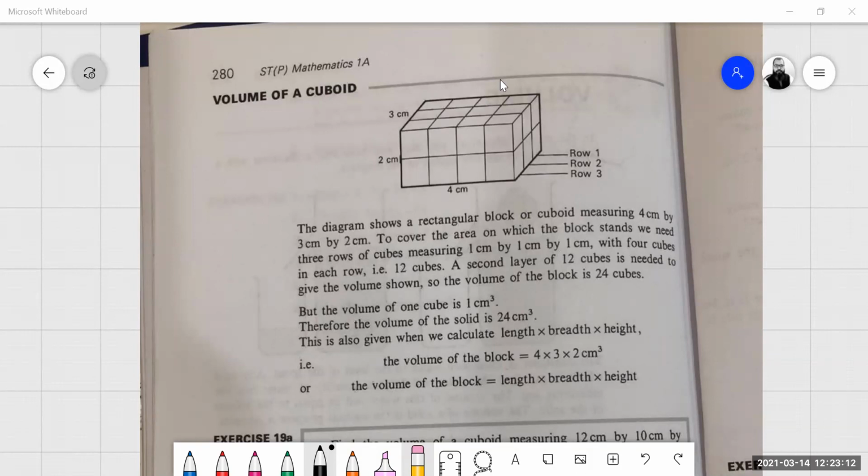Again, the diagram shows the rectangular block or cuboid measuring 4 centimeters. This side is 4: 1, 2, 3, 4. And this side 1, 2, 3. And the upper side is 1, 2. Okay. So this side 4, this side 2, this side 3. If we need the volume, what will we do? 4 multiply 3 multiply 2. Length, breadth, and height.